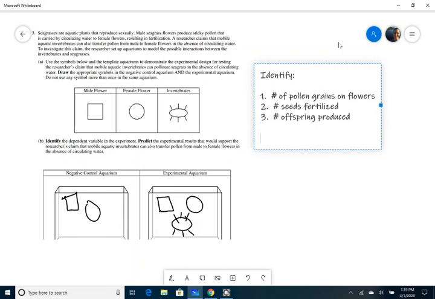Now, all 3 of those things give you the same conclusion. They give you the same information. It's, did the pollen get to the flower? And so in all 3 of those, if we would measure those, would tell us that.